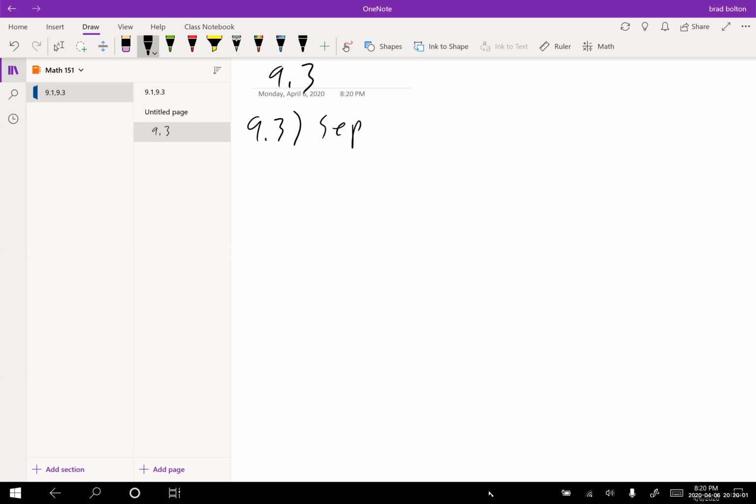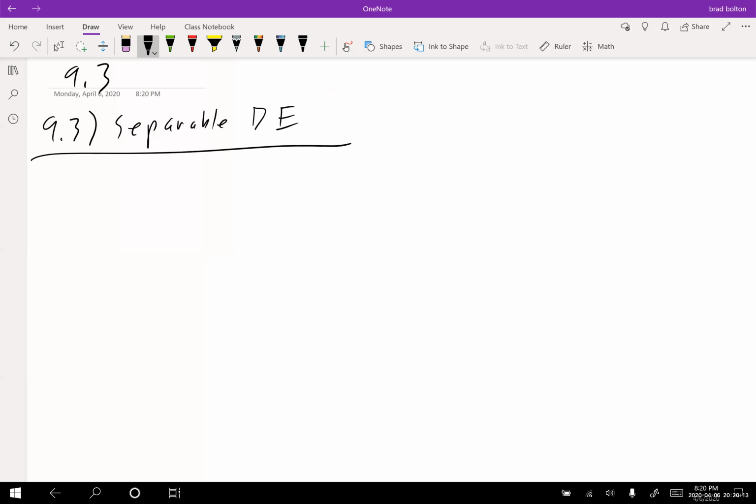So we're going to talk about separable differential equations. For many of you, you guys will like this much better than some of the other stuff we've been working with. Separable differential equations will feel very concrete. It'll feel very nice. You'll enjoy them. They'll make sense to you. So a separable differential equation is one that can be written in this form.